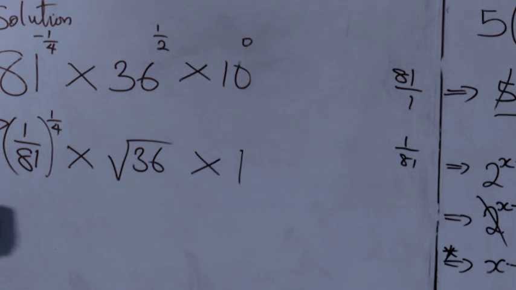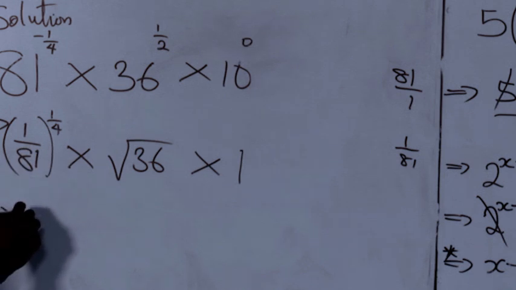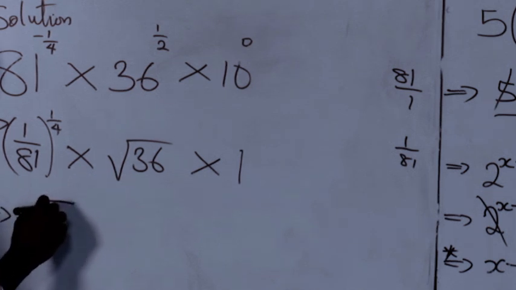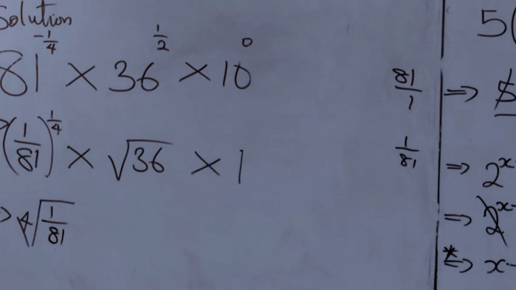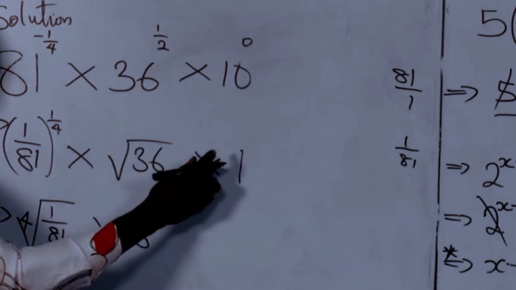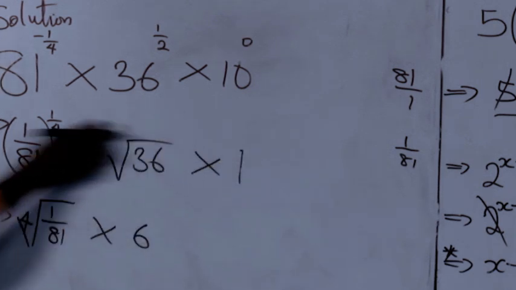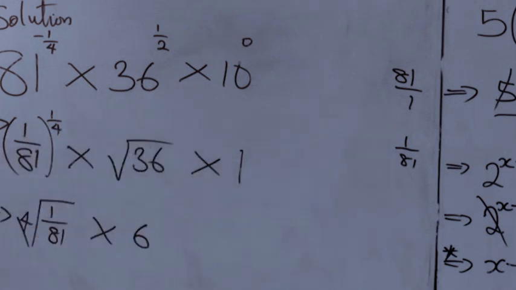Let's leave that. So this will give us 1 over 81 raised to the power 1 over 4. It means the 4th root of 1 over 81. Okay, the 4th root of 1 over 81 multiplied by the square root of 36 is what? It is 6 times 1. Okay, we don't need to be writing 1 because 1 times all this will give us all this, so that 1 is gone. I hope you understand what I'm doing, class. Now let's move on.